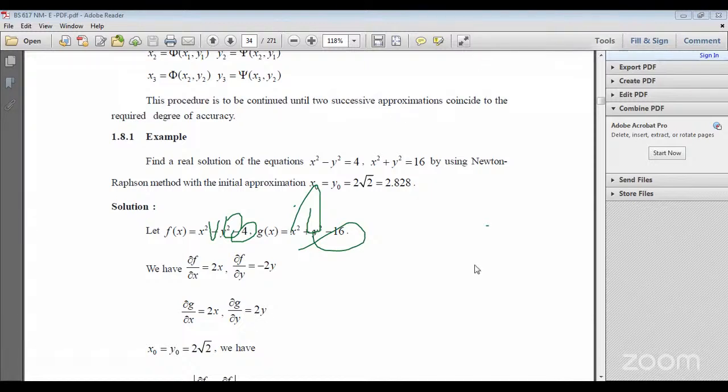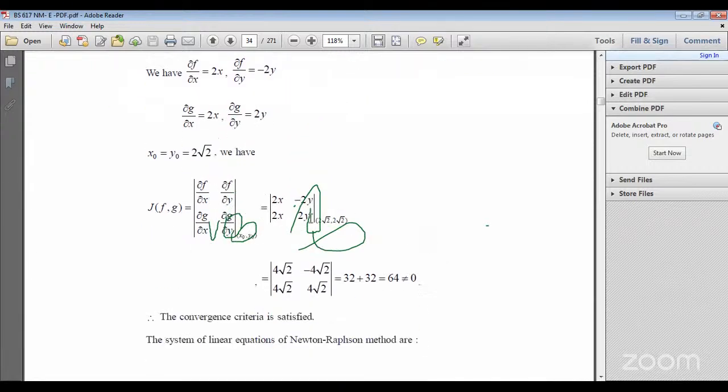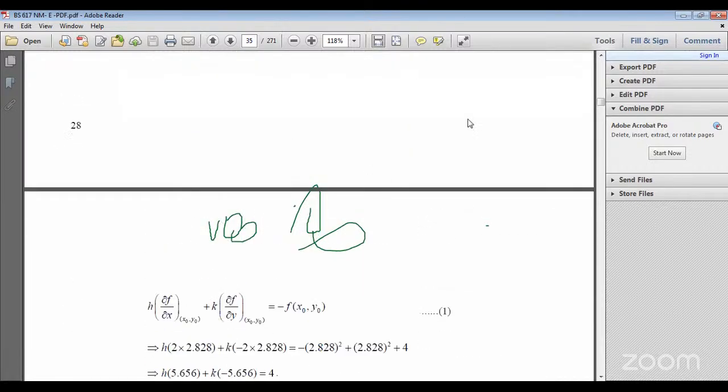There we have dou f by dou x, dou f by dou y, dou g by dou x and dou g by dou y. The values are 2x, minus 2y, 2x, 2y. So cross multiplication gives 2x into 2y, 4 root 2 minus 4 root 2. Applying these values in the lower and upper bound, 32, convergence satisfied. If it is 0, convergence is not satisfied. If it is not 0, it is satisfied.